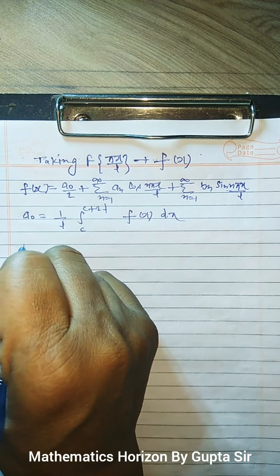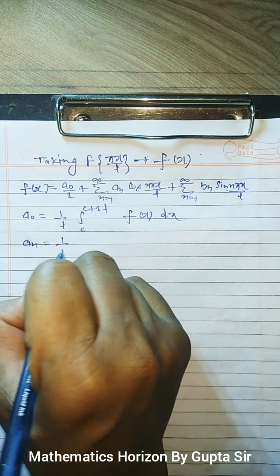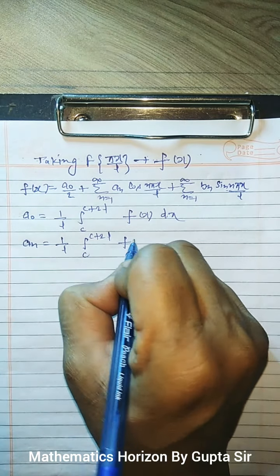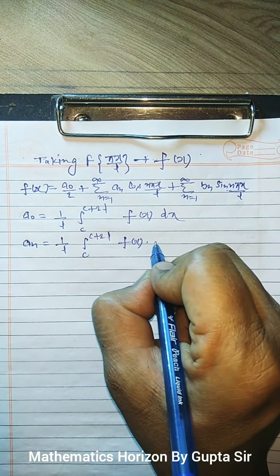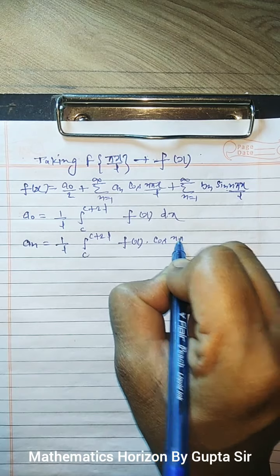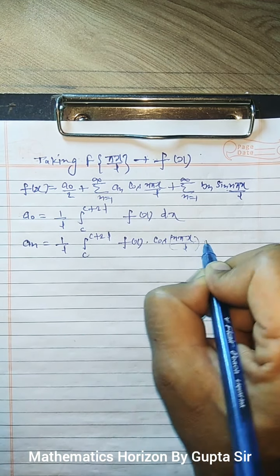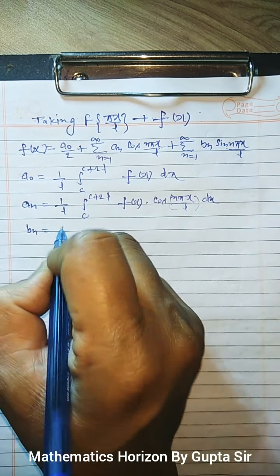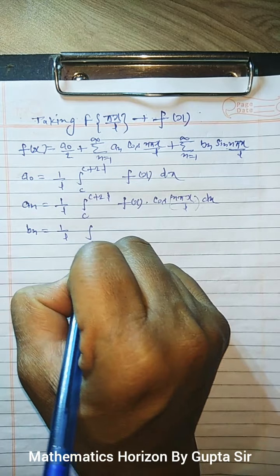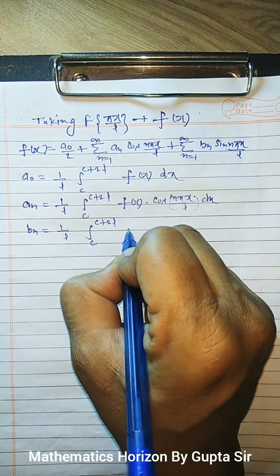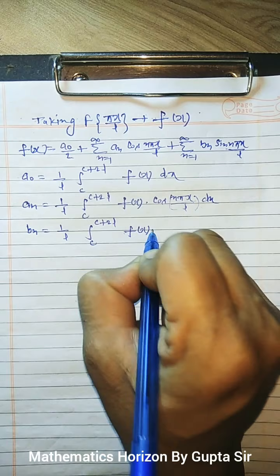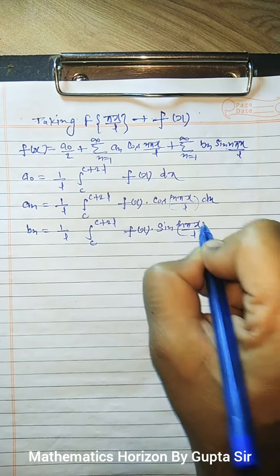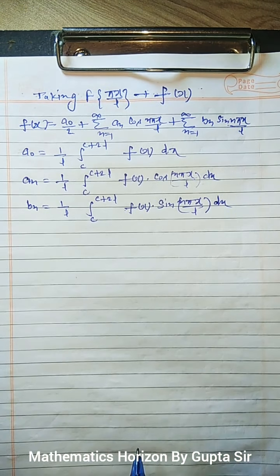And an is equal to 1/L integral from c to c+2L of f(x) cos(nπx/L) dx, and bn is equal to 1/L integral from c to c+2L of f(x) sin(nπx/L) dx.